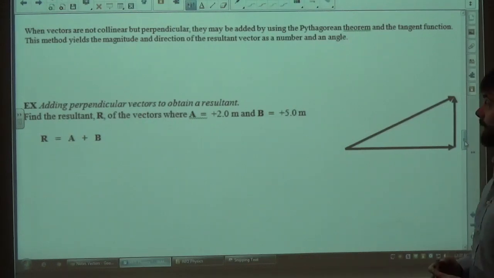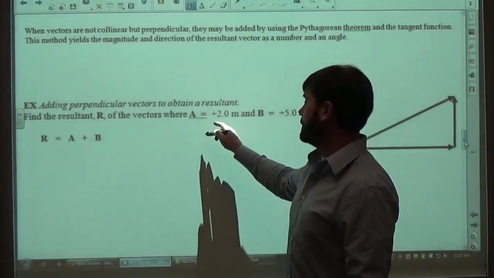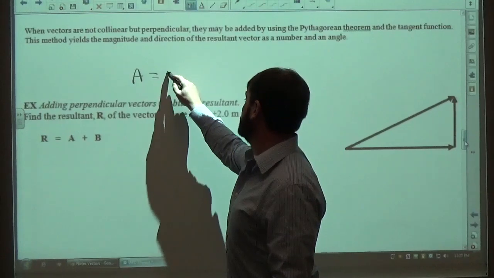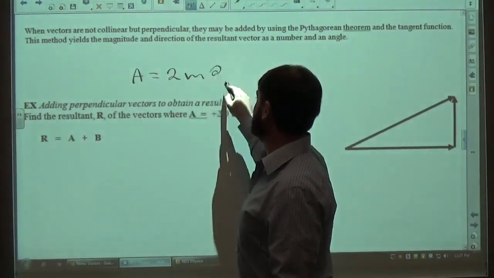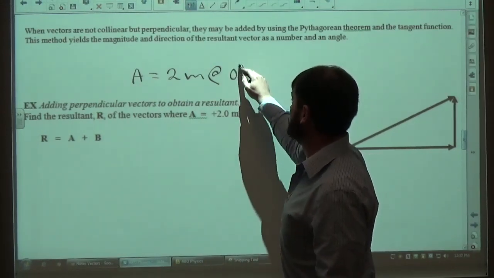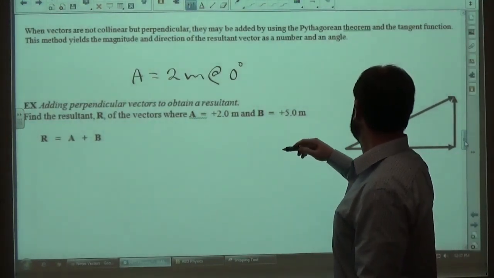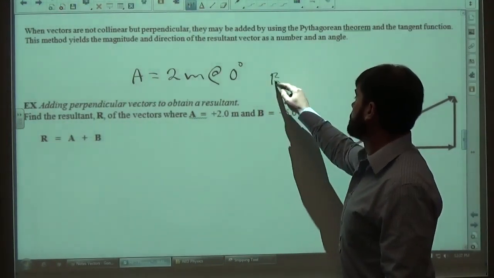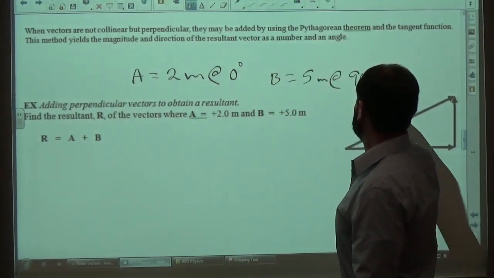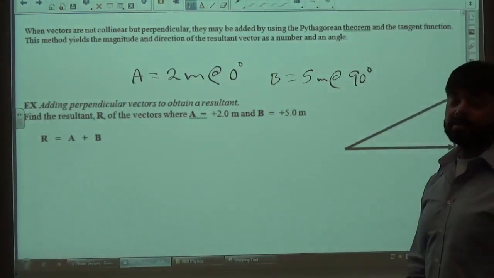They're going to say here that vector A and vector B are pointed in different directions. Vector A is going to be pointed in the horizontal direction, so we can say that vector A is equal to 2 meters, and I'm going to just give it a direction of, let's just say, 0 degrees. So this one's going to be pointed straight north. And I'm going to say that vector B is equal to 5 meters, and I'm going to say it's at 90 degrees. So one's pointed straight up and one's pointed straight east, so north and east.